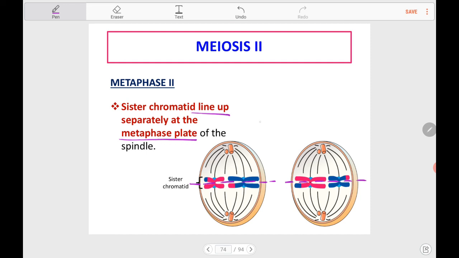In terms of perbezaan pula, sama macam yang kita mention semasa prophase 2 tadi, iaitu sel akan ada dua. At the same time, sel ini sudah haploid dan bukannya diploid. Yang ketiga, sister chromatids are no longer genetically identical. So itu perbezaan antara process of metaphase 2 of meiosis 2 and metaphase of mitosis.